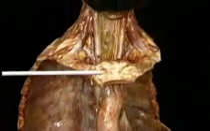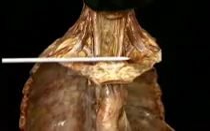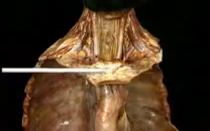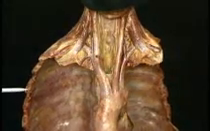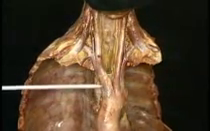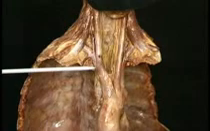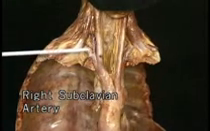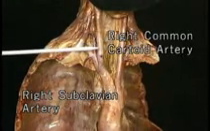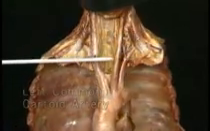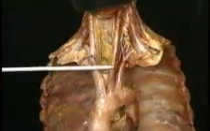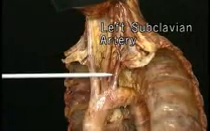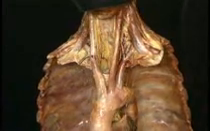We'll also remove the rest of the manubrium and the two first ribs, from here to here. The brachiocephalic artery divides here into the right subclavian and the right common carotid arteries. Here's the left common carotid. Here's the left subclavian. The subclavian and common carotid arteries are shown in volumes 1 and 4 respectively.